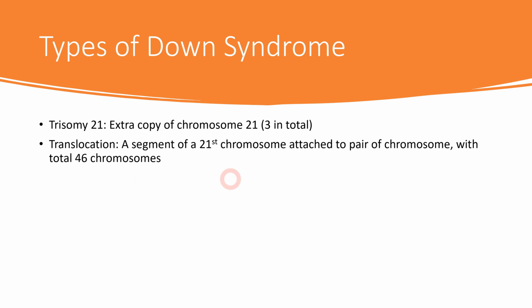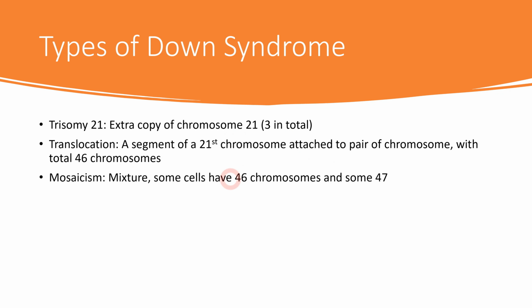The third and less common type is called mosaicism, where there is a mixture of cells. Some cells have 46 chromosomes and some have 47, but this is very rare. The main type of Down syndrome that we encounter is called trisomy 21.